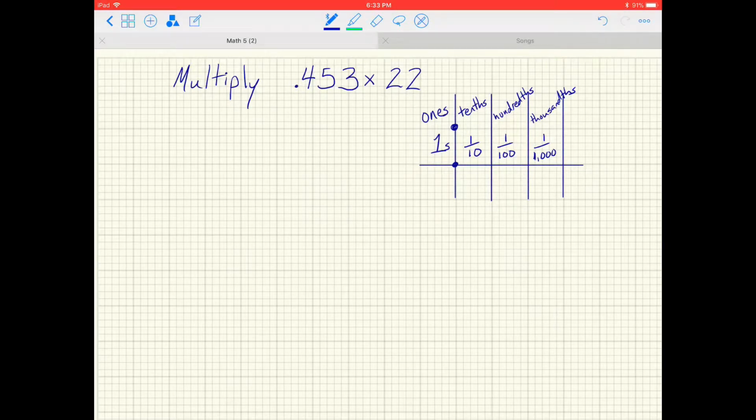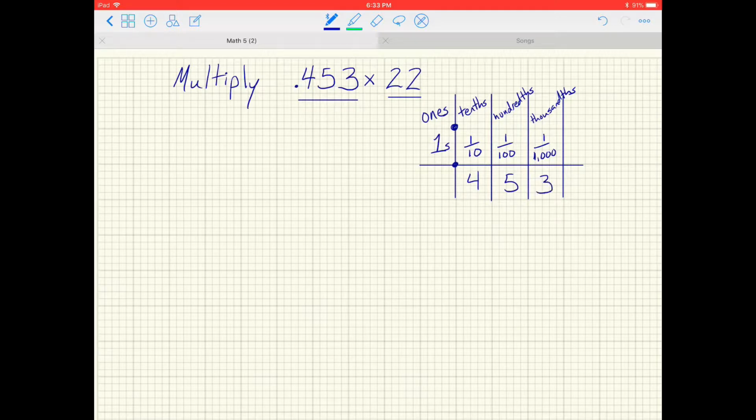Hello. So we are going to multiply 453 thousandths times 22. It's a big project. Take a deep breath and get ready. Oh, and if you don't have paper, get paper.